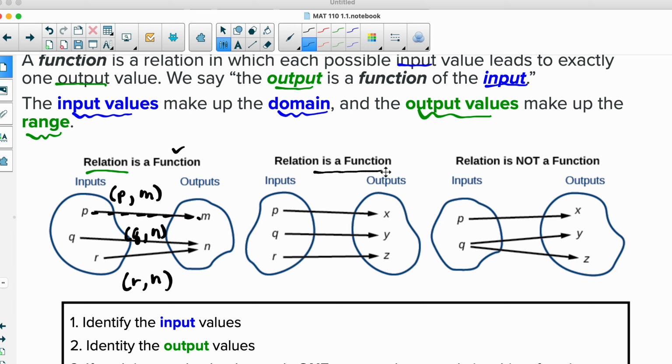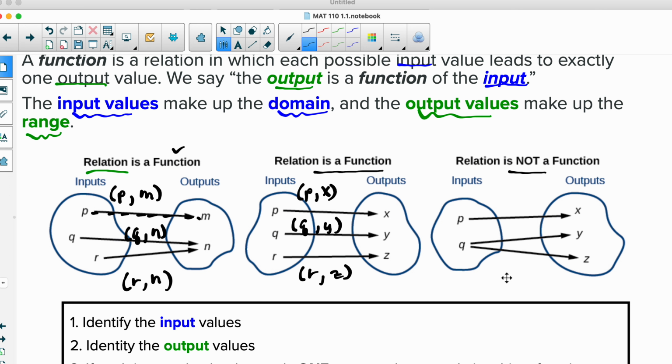Here's another example of a function. And again, sometimes I like to write them as ordered pairs. I input P, I output X. This one says I input Q, I output Y. This one here is I input R, and I output Z. So each input has only one output.